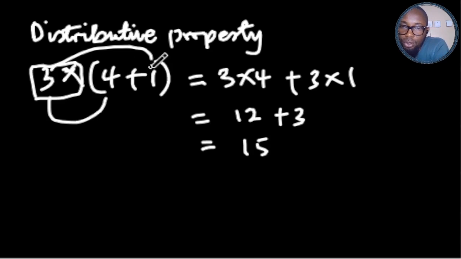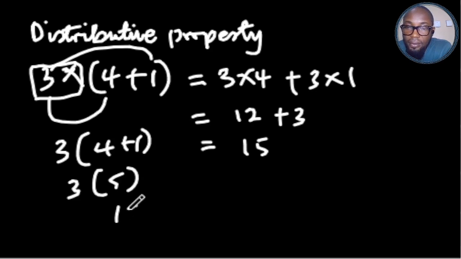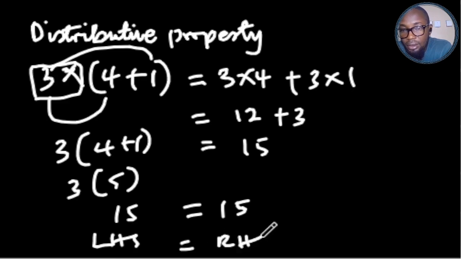Now come to the left hand side. If we decide not to distribute and we choose to use our BODMAS and we focus on the bracket first. So I'm going to have 3 bracket 4 plus 1. 4 plus 1 is 5. 3 times 5 is 15. 15 equals 15. So left hand side equals right hand side. So this is distributive property of what? Operations, basic operations. So you need to understand this.